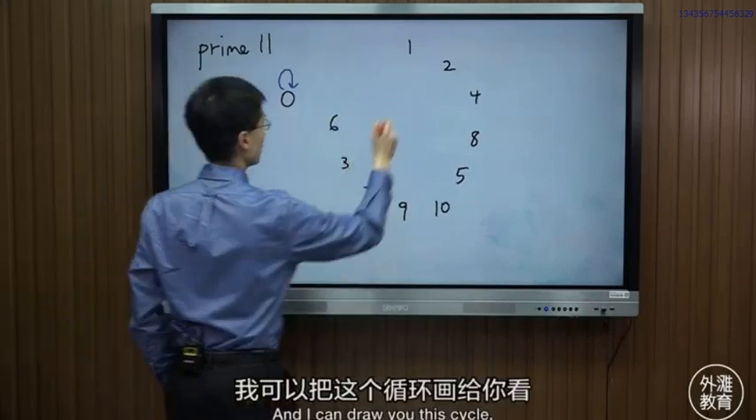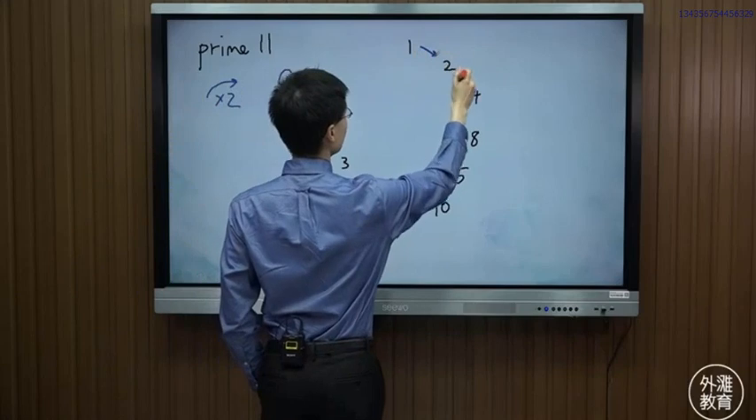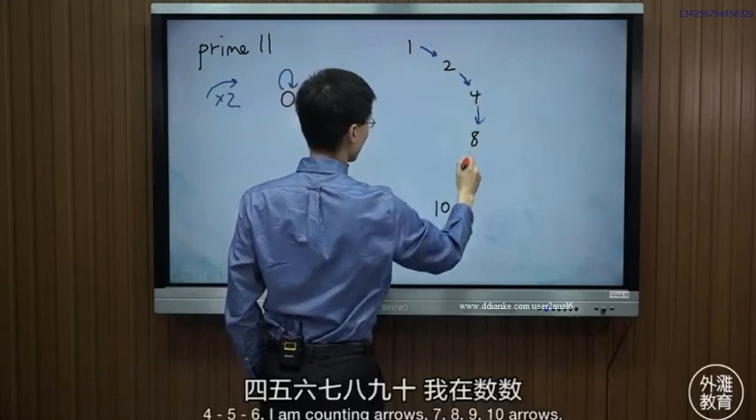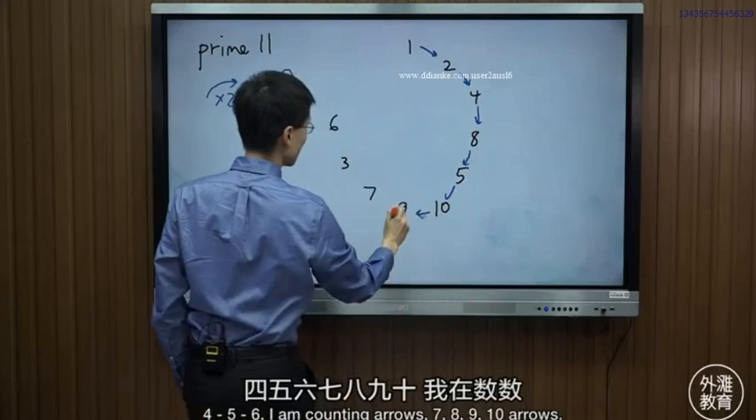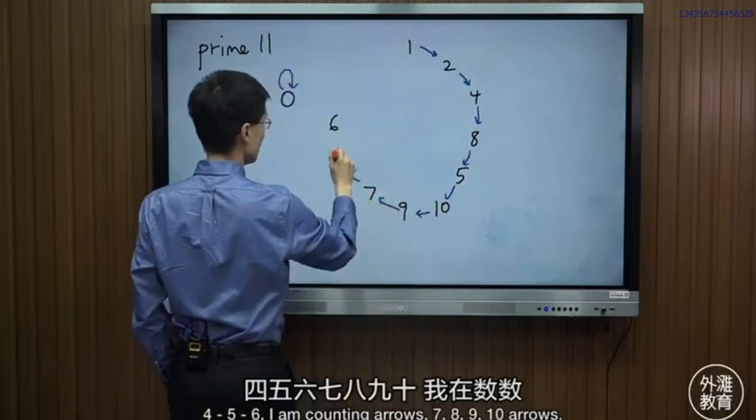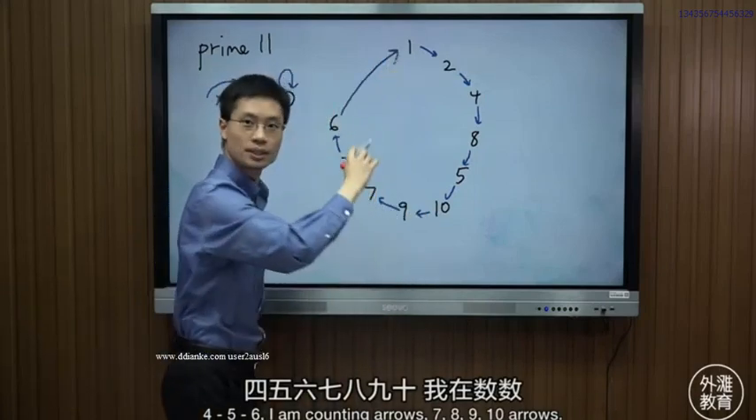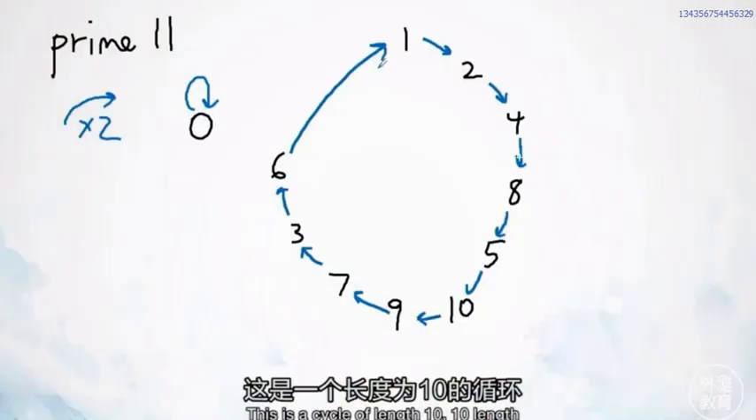So I can draw for you this cycle. 4, 5, 6, I'm counting arrows, 7, 8, 9, 10 arrows. This is a cycle of length 10.